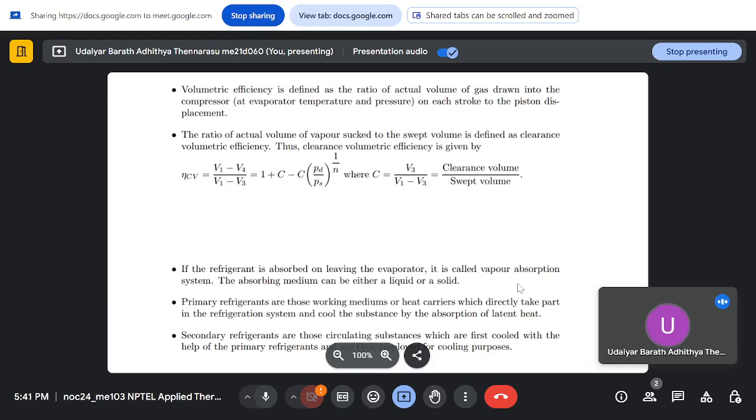Next is volumetric efficiency. Volumetric efficiency is defined as the ratio of the actual volume of gas drawn into the compressor on each stroke to the piston displacement. The ratio can be given as 1 plus C minus C into Rp raised to power 1 by gamma or 1 by n, where C is the clearance volume, V3 by V1 minus V3, with V1 minus V3 being the displacement volume. So the refrigerant in the vapor absorption system.